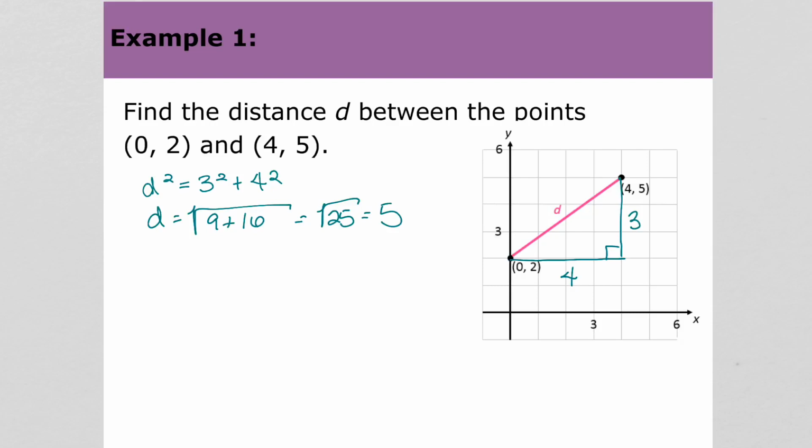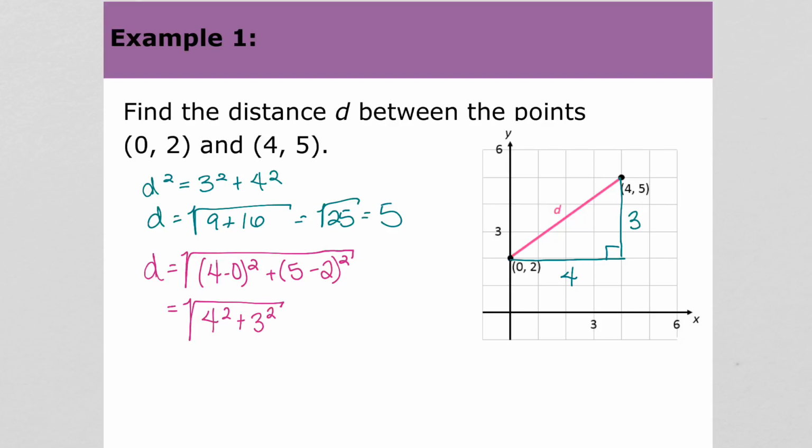The other way that you could find the distance is to use the distance formula. The distance formula is the square root of x sub 2 minus x sub 1, so we'll say 4 minus 0 squared, plus y sub 2 minus y sub 1 squared. So this gives us 4 squared plus 3 squared, or the square root of 16 plus 9. The same thing we had above.